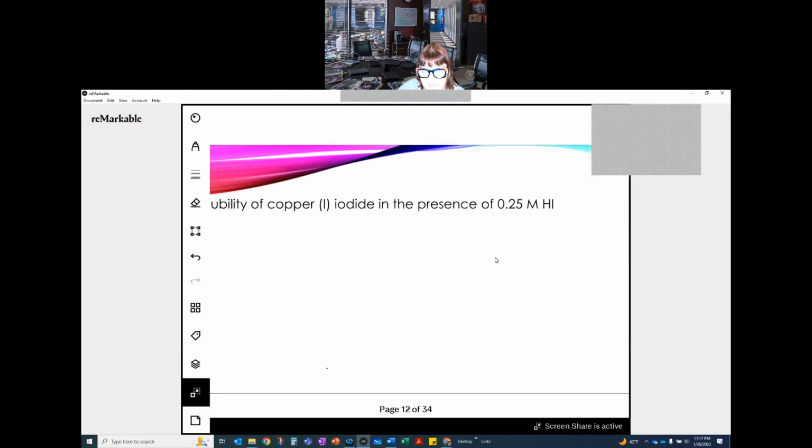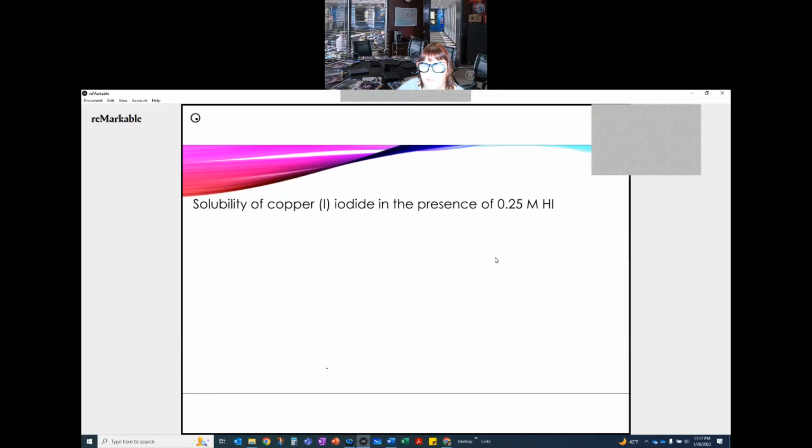Okay, so if we want to talk about the solubility of copper 1 iodide in the presence of 0.25 molar HI, we're not starting with our water case. That's not what we're doing right here. What we are doing is looking at our copper 1 iodide. So copper 1 is Cu plus, iodide is I minus. So we have a CuI solid decomposing to give me a Cu plus and an I minus.